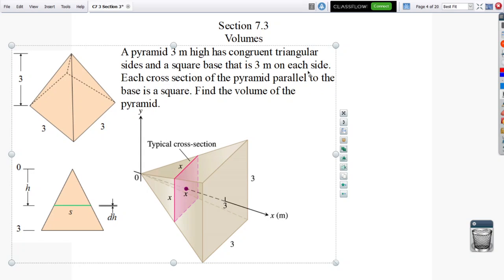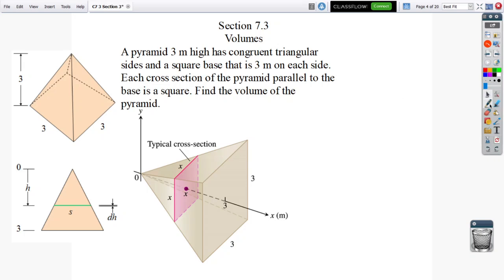Just as a side note, as I've always told you guys, no matter how you do a problem, as long as you do it correctly, you should get the same answer, because in math, there really is only one answer.